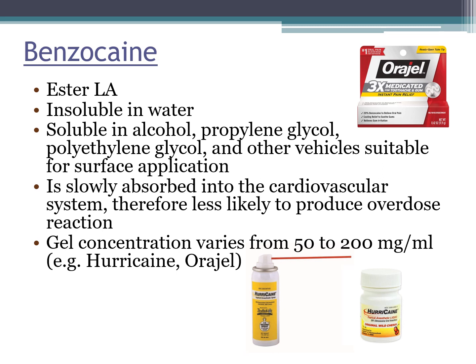So benzocaine is an ester local anesthetic. It is insoluble in water. It is soluble in alcohol, propylene glycol, and other vehicles suitable for surface application. It is slowly absorbed into the cardiovascular system, so therefore it is less likely to produce overdose. Concentrations vary from 50 to 200 milligrams per mL. That's Hurricane versus oral gel.